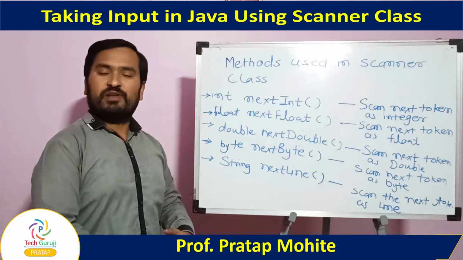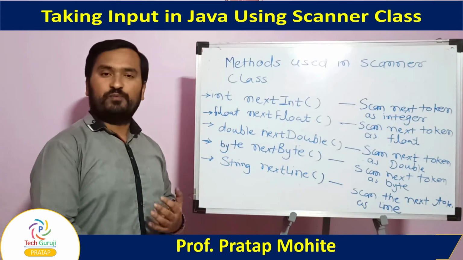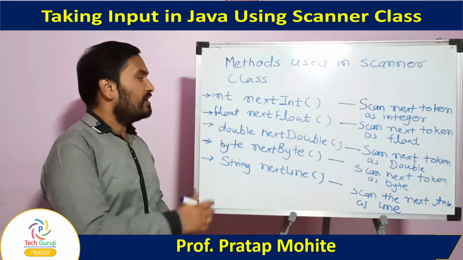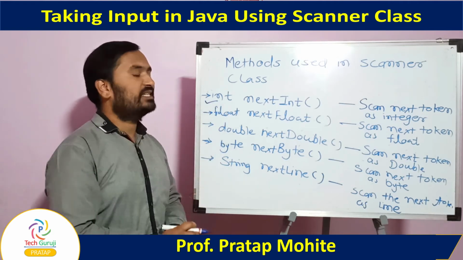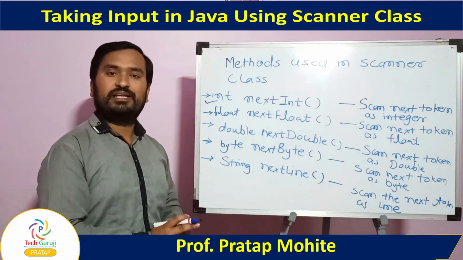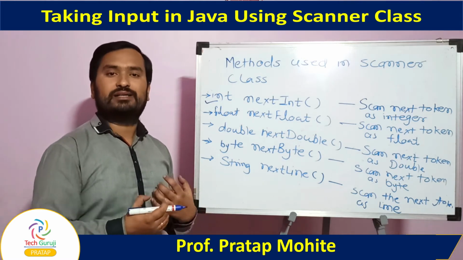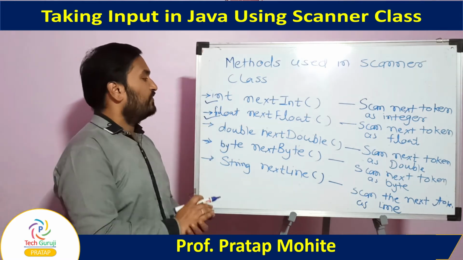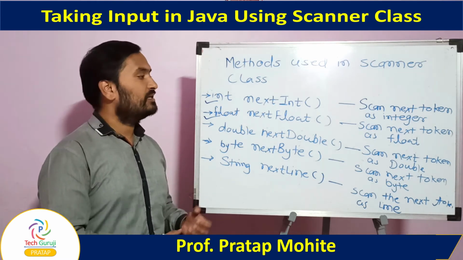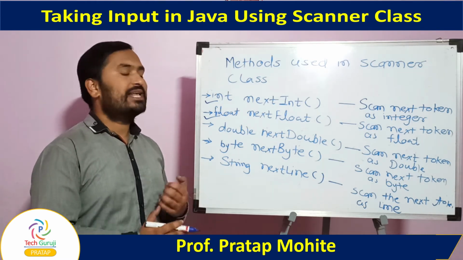There are many methods used to take the input from the Scanner class, but we are taking some of them. For example, the integer: nextInt. It scans the next token as an integer, which means it takes an integer value as input. Next is the float: nextFloat, a method which scans the next token as a float.